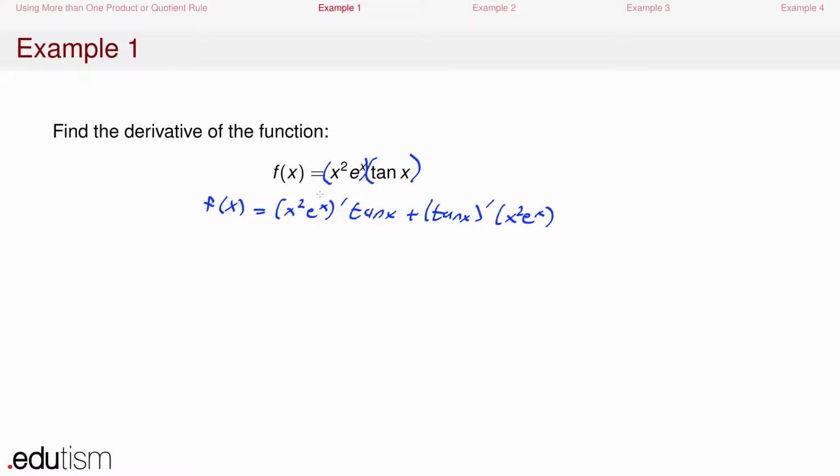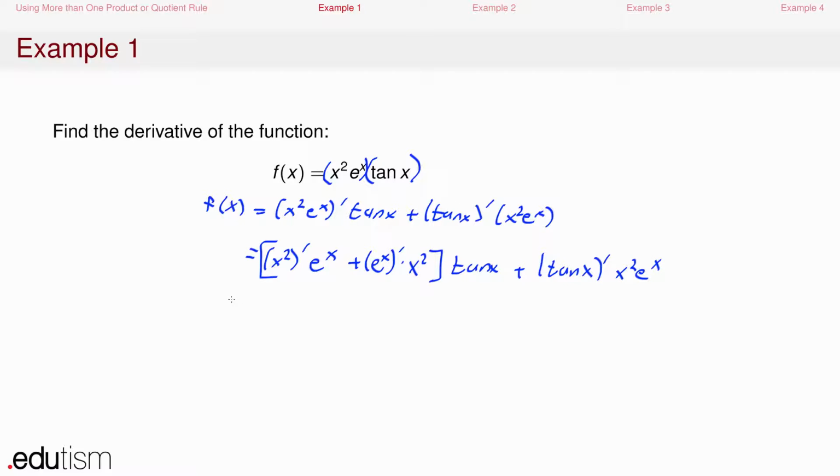Now I'm going to need a product rule again to do the derivative of x squared e to the x. So using the product rule there, I'm going to have the derivative of the first, which is x squared, times e to the x, plus the derivative of the second, which is e to the x, times x squared. And that whole thing is being multiplied by tan x. And then over here, I'm going to have the derivative of tan x times x squared e to the x.